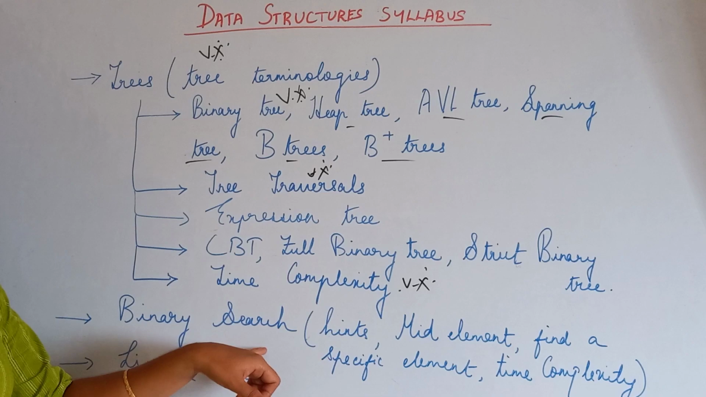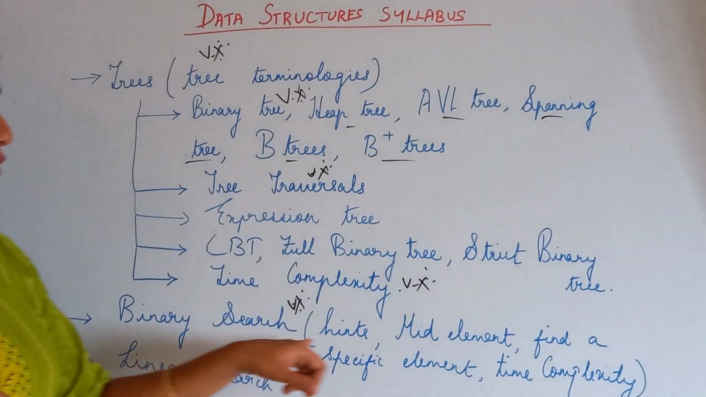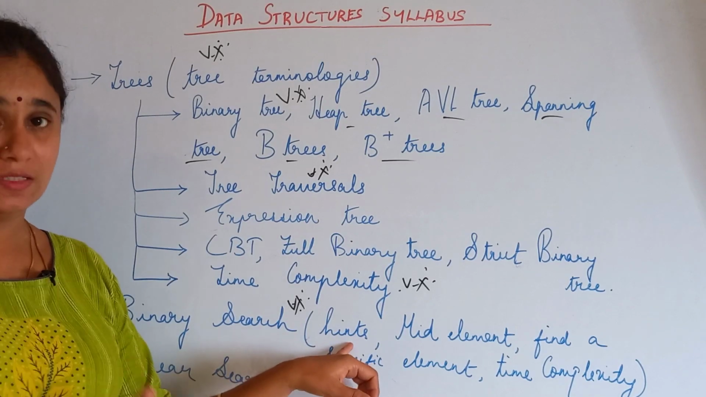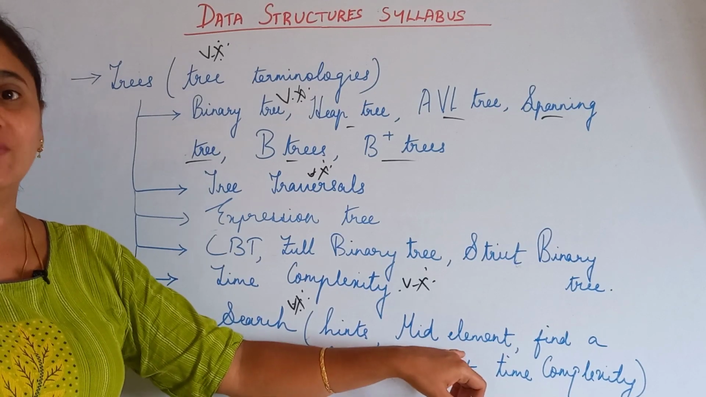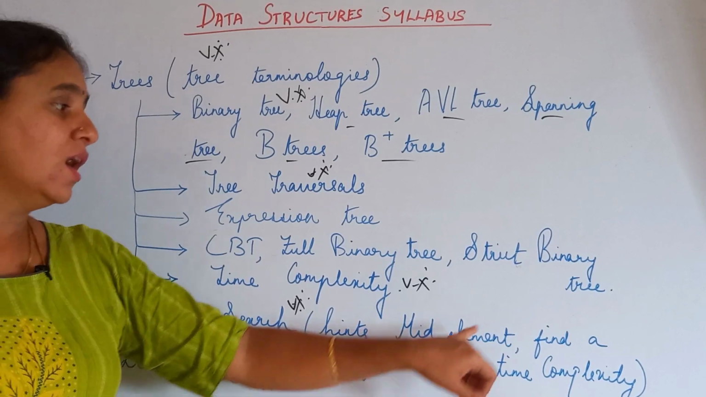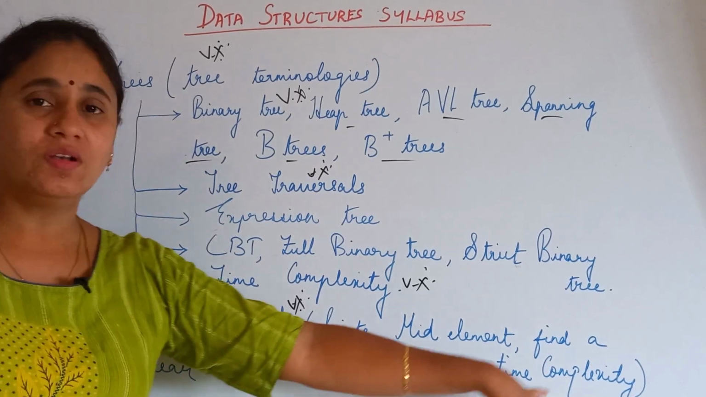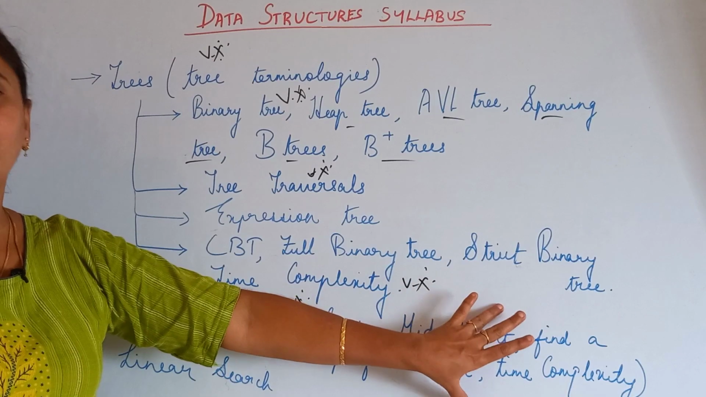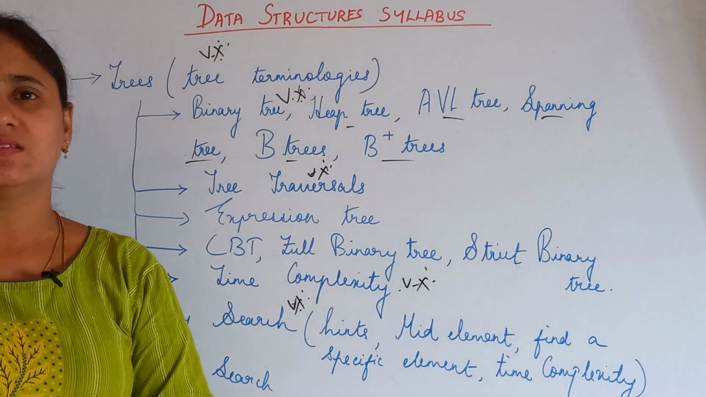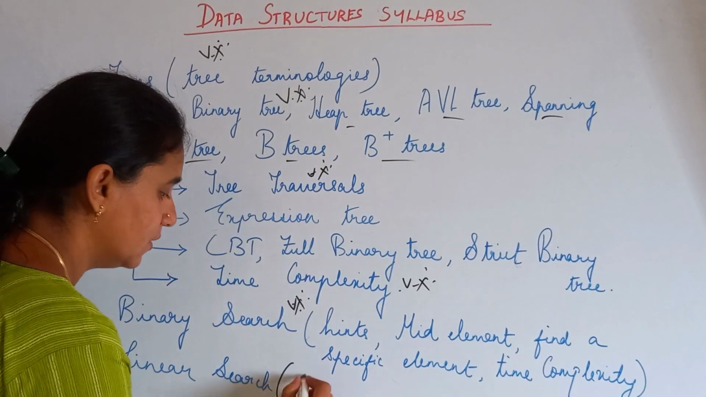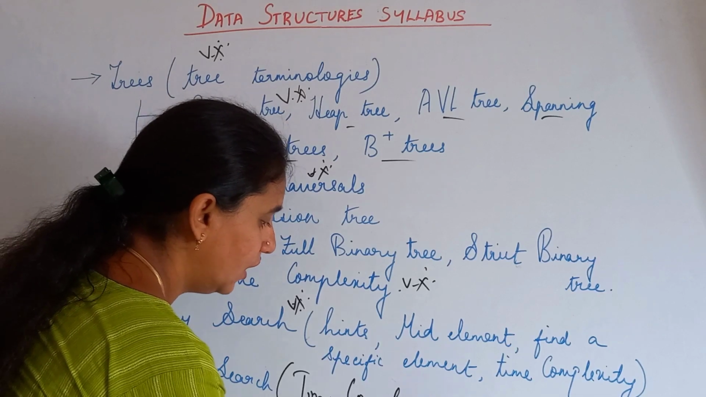So what is a binary search? Binary search is important, right? In this we are going to study its meaning, the important hints of binary search, how to find the mid element if the elements are given in sorted order, how a specific element has to be found, and what its time complexity is. This is what we are going to study, friends. Next we are going to see what a linear search is and what its time complexity is.